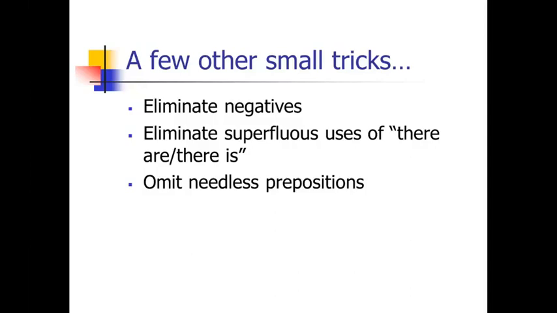Then you should be on the lookout for instances of there are and there is that actually are completely unnecessary. You can omit them completely. And then often there are prepositions in our writing that are completely needless. It's not so terrible if you leave them in, but if you're ever trying to get an abstract down to below 300 words, it's a good place to cut a few extra words that aren't really needed.